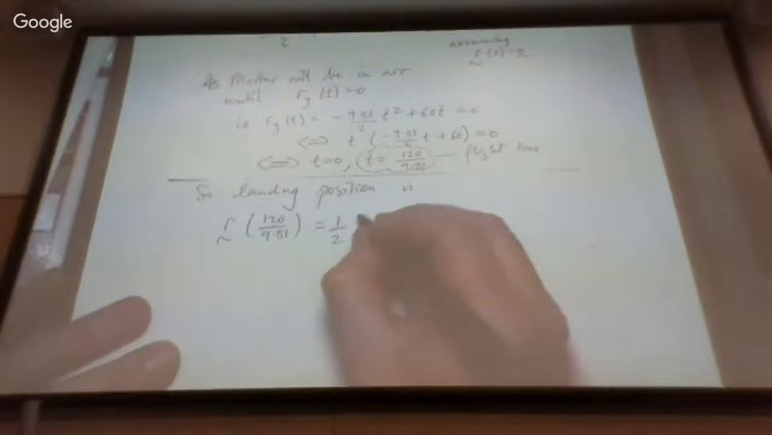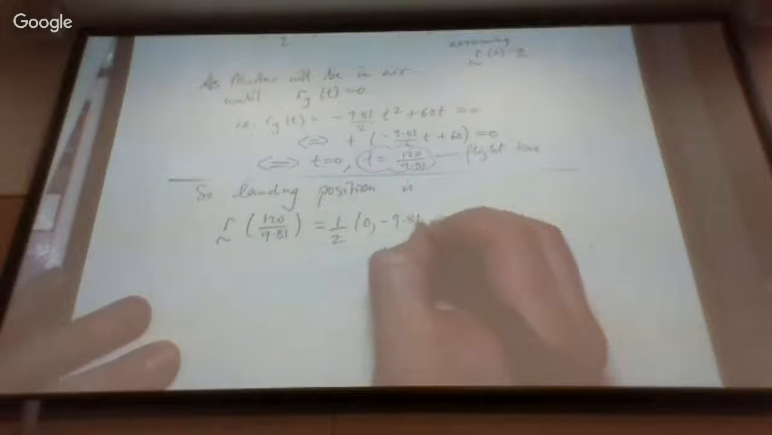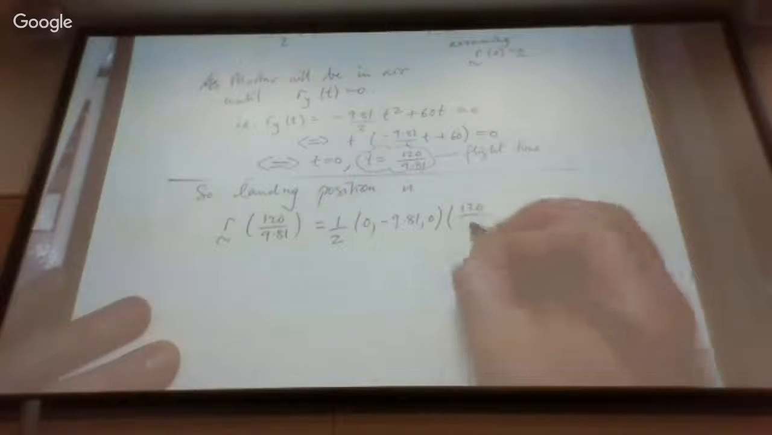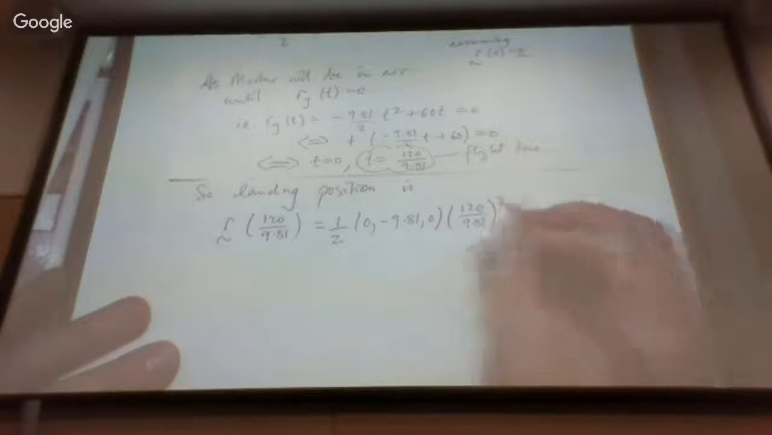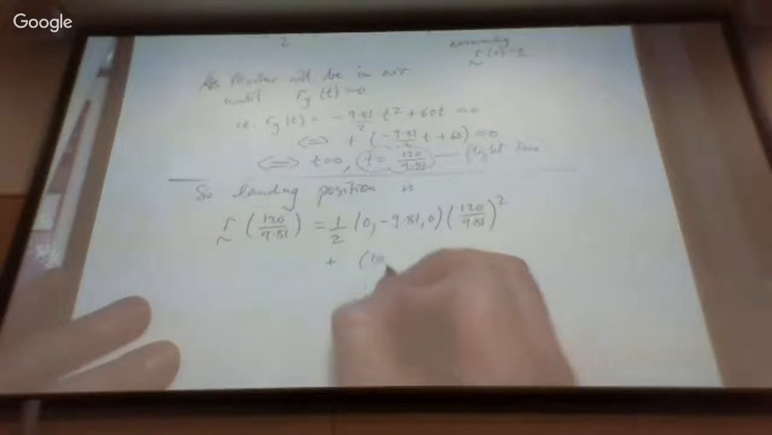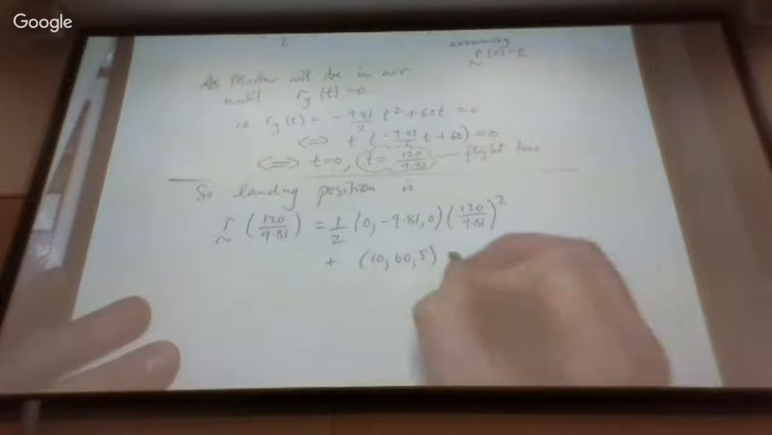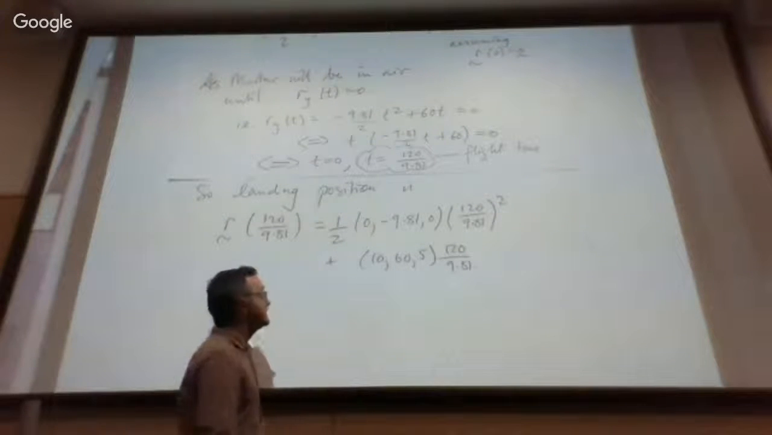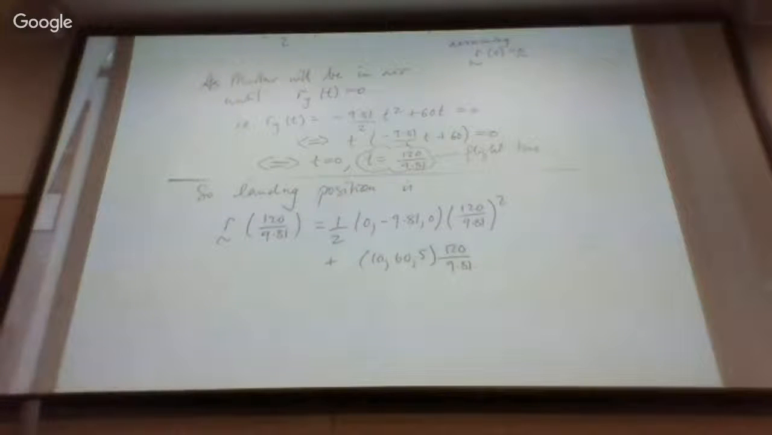So it's going to be half of the vector (0, minus 9.81) times this quantity squared, plus the vector (10, 65) times this quantity. But then it's just an evaluation. You just evaluate these two vectors using a computer or a calculator, and you'll get your final position.